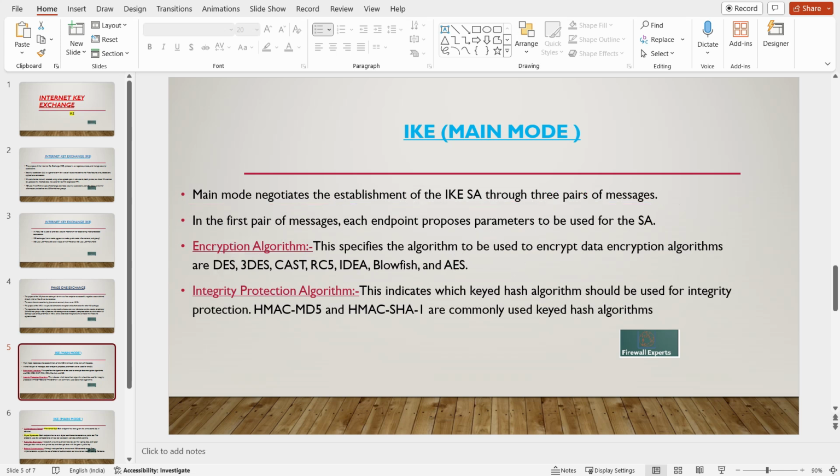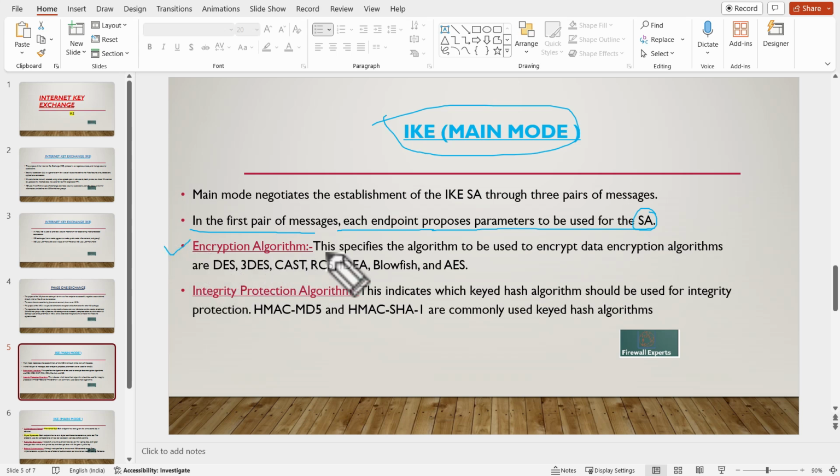So let's discuss more. In the first pair of messages, each endpoint proposes parameters to be used in the SA. Here both parties will send their algorithms to each other to create an SA, and this is in the IKE main mode. So now what will they exchange?